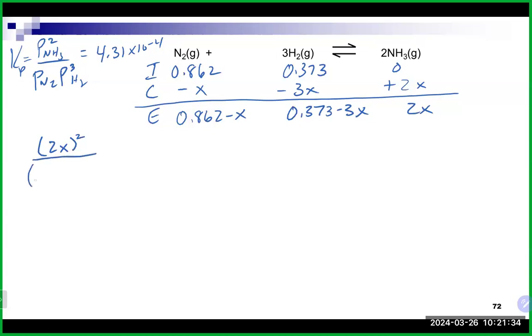divided by 0.862 minus x, 0.373 minus 3x. Oh, we got to cube that too. And that's going to equal 4.31 times 10 to the minus 4. Clearly, at this point, is there any question on the ICE table or anything like that?